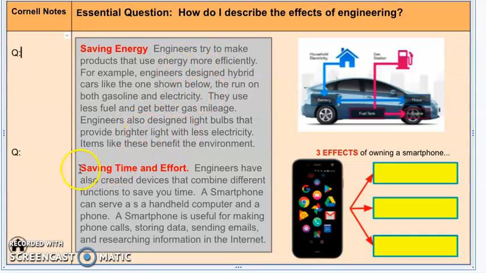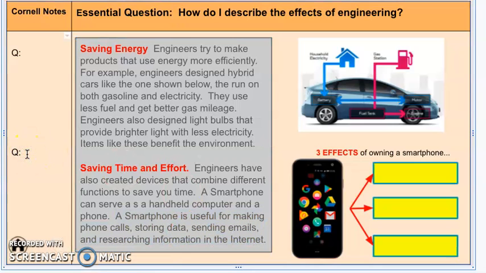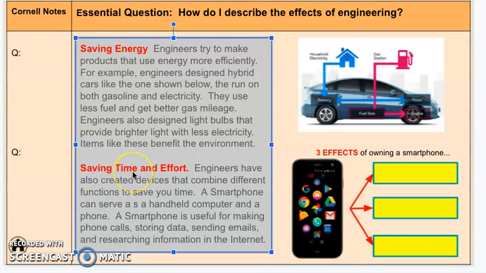So let's keep reading. Saving time and effort. Engineers have also created devices that combine different functions to save you time. A smartphone can serve as a handheld computer and a phone. A smartphone is useful for making phone calls, storing data, sending emails, and researching information on the internet. Again, pause the video and ask a question about saving time and effort.